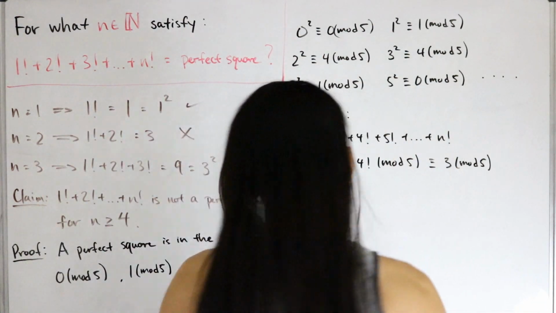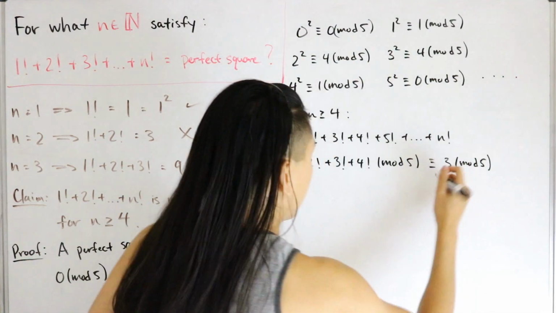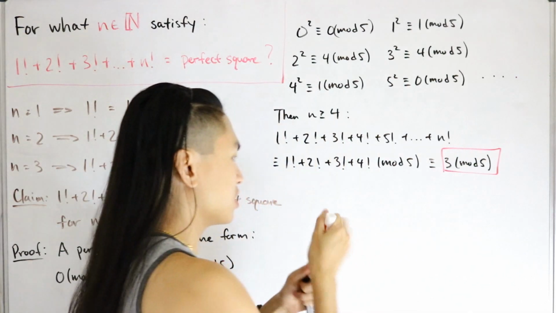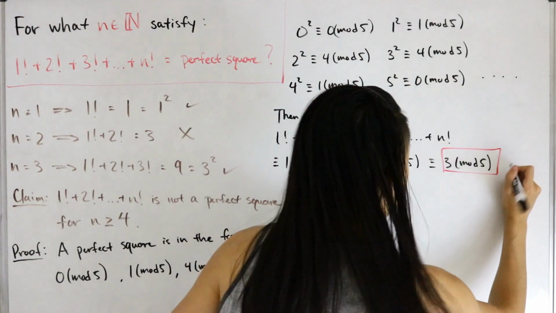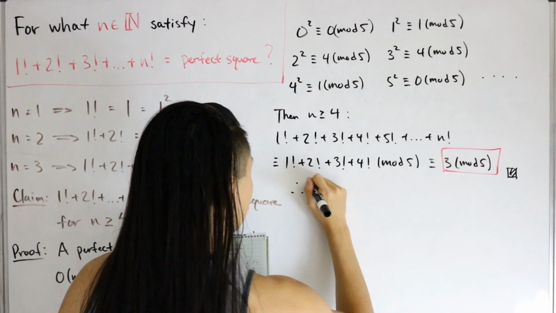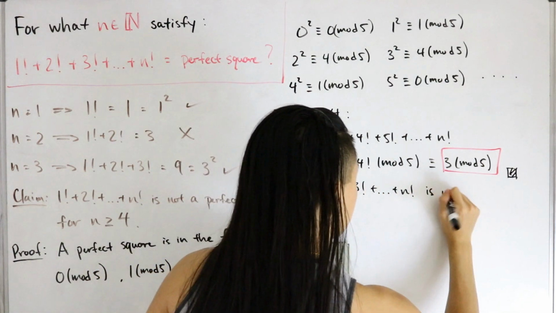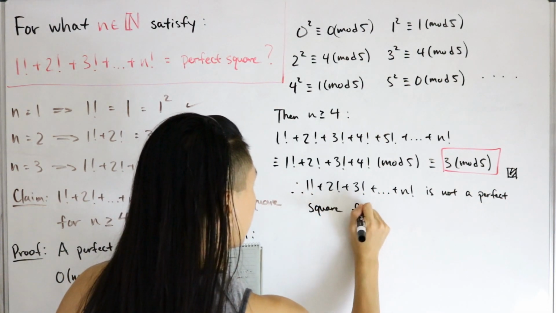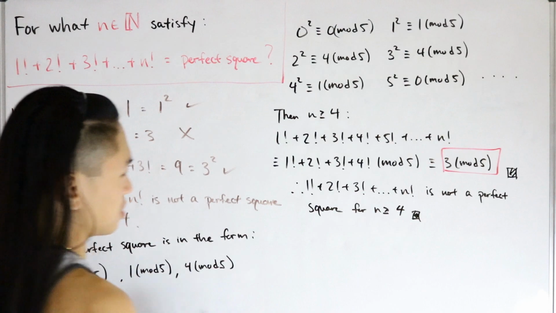And that ends the proof, because as mentioned, a perfect square has the form 0 mod 5, 1 mod 5, or 4 mod 5. Here we have a 3 mod 5. Let me box this just to emphasize this. We have a 3 mod 5 over here, which does not satisfy being a perfect square. So therefore, we complete the proof. Therefore, 1 factorial plus 2 factorial plus 3 factorial all the way up to plus n factorial is not a perfect square for n greater than or equal to 4. And so that ends that off. Just mark the second box because that completes the proof.